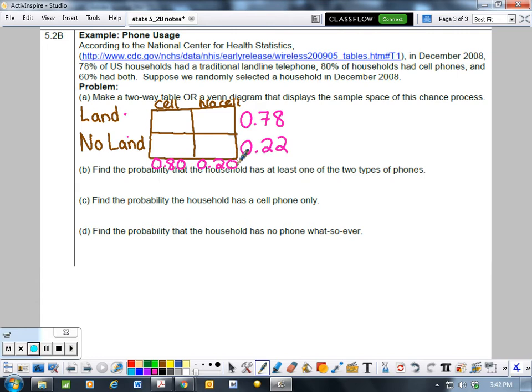Now it's time to start filling in the inside information. And so what we know is that 60% had both. So I'm going to go to landline and cell phone, this value, and that's going to be my 60%. And now I should be able to fill in the rest, because if I know that this total area right here should be 80%, that means this has to be 0.20. And then if this total area has to be 0.78, then this would have to be 0.18. And if this total area has to be 0.22, then this has to be 0.02. And it allows me to fill in that table with my information.